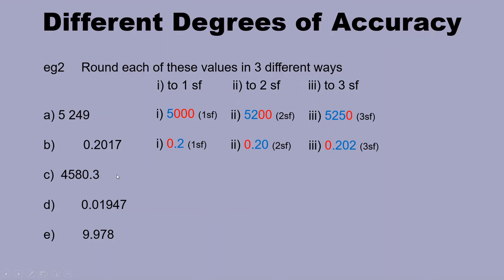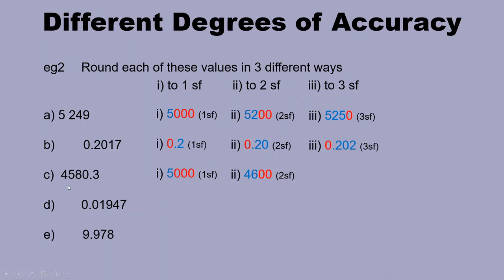Next, question C, to one significant figure, that would be the 4 with a 5 after it. That would round up to 5. I need these trailing zeros to make sure that that 5 is in the thousands position. To two significant figures, 4, 5 with an 8 after it, that 5 is going to round up, so that's going to be 4,6. But I'll need some trailing zeros to make sure that 4 is in the thousands position and the 6 is in the hundreds position.